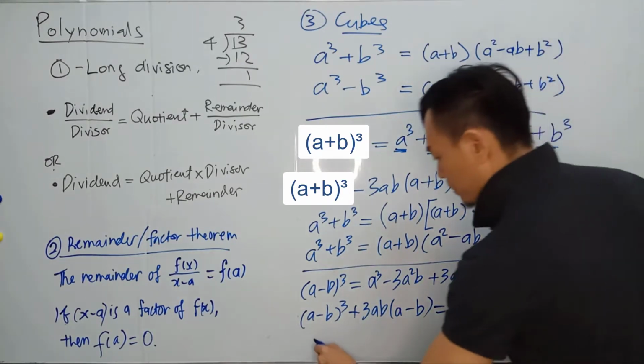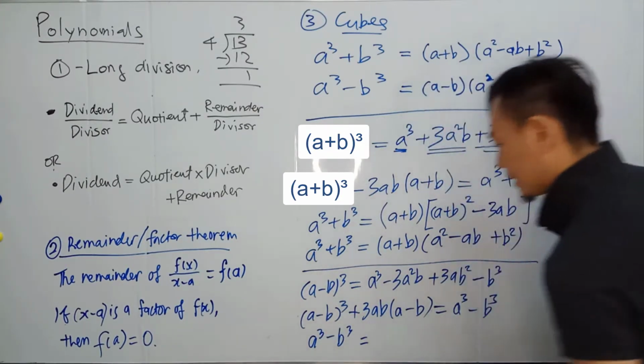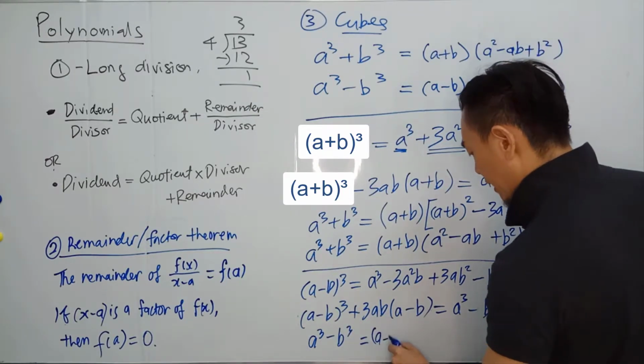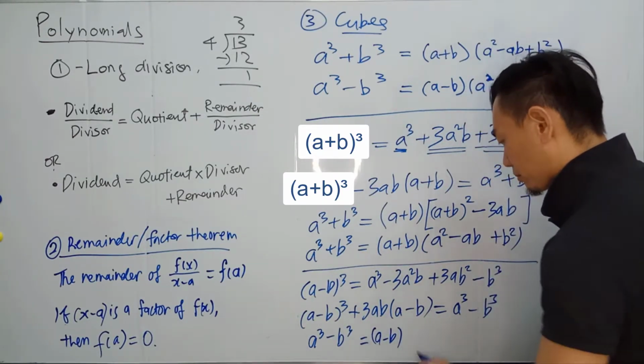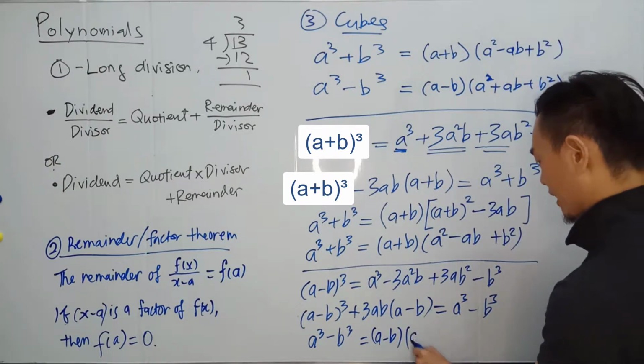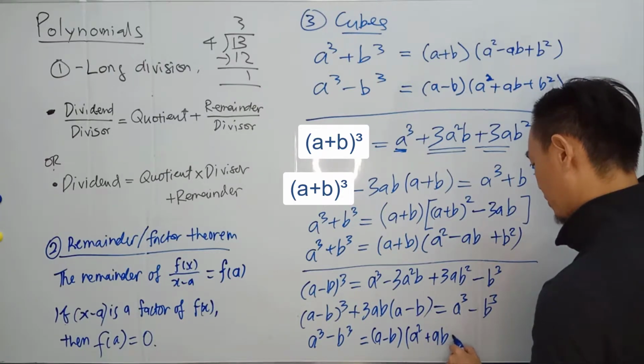So a cubed minus b cubed is equal to this one. We do the factorization again, but now the common factor is a minus b. And you go and figure it out slowly. It's a squared plus ab plus b squared.